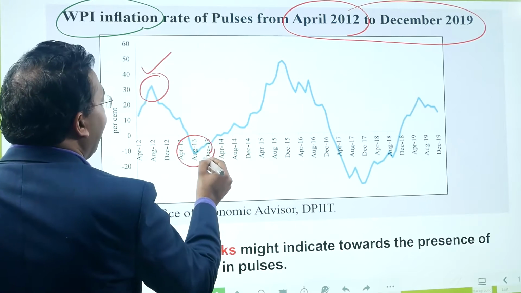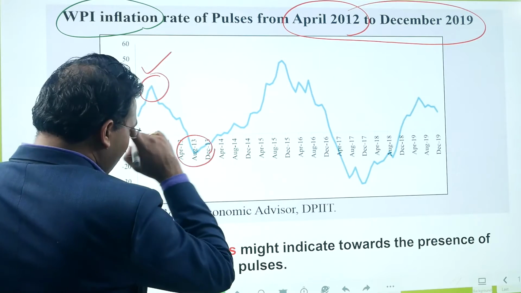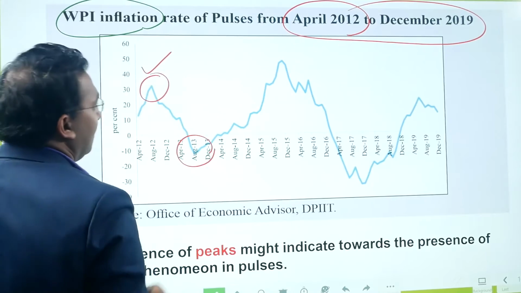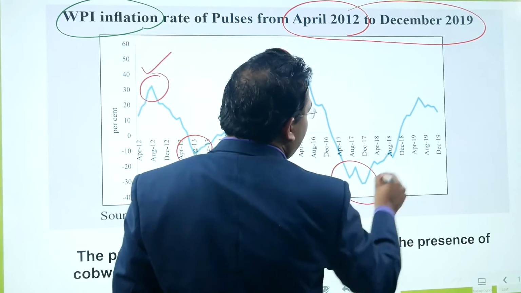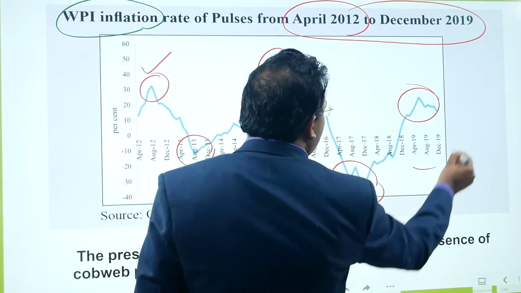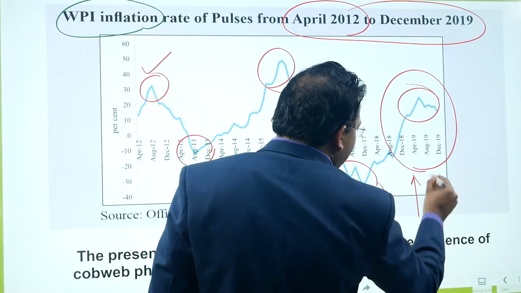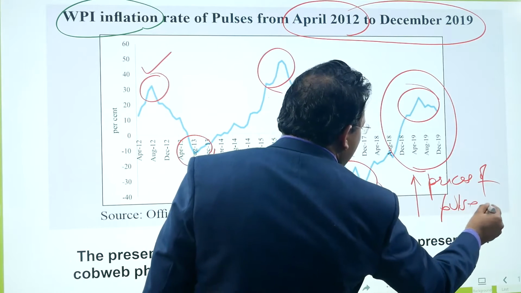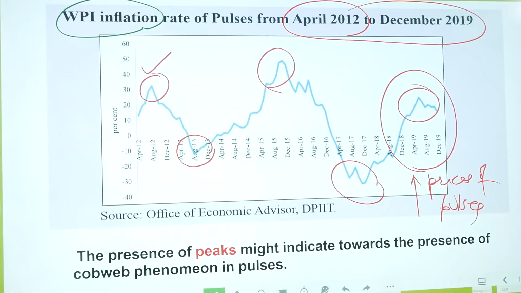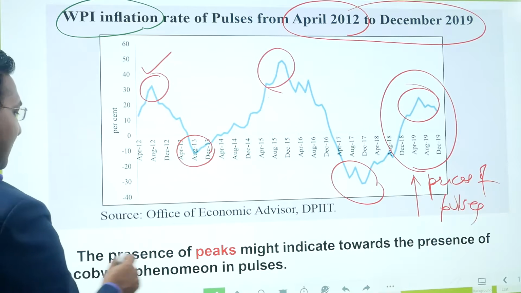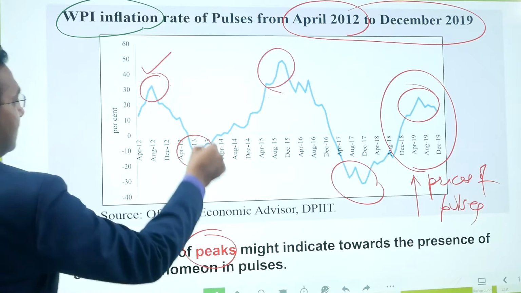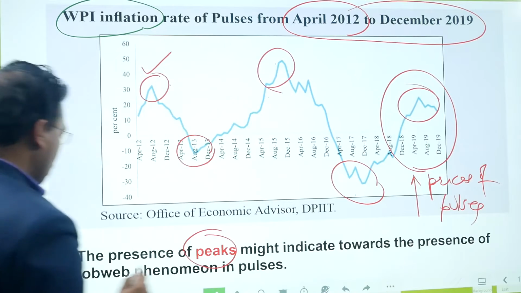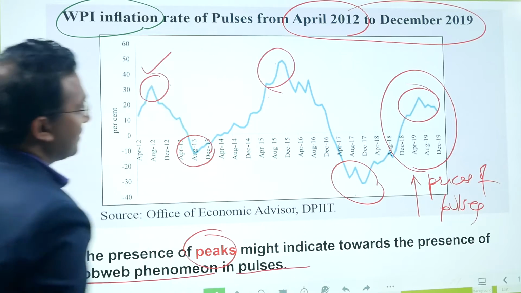When the prices come down, again the farmers stop producing the pulses. Supply goes down, demand remains the same, and prices go up again, right? So in the current year, the increase in the prices of pulses is attributed to the Cobweb phenomenon. So this is the meaning of Cobweb phenomenon. The presence of peaks, right? So these are the peaks, which might indicate the presence of Cobweb phenomena in the pulses.